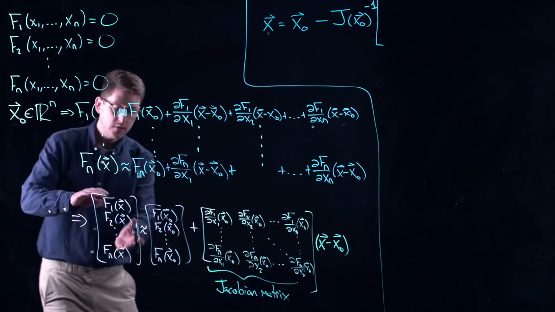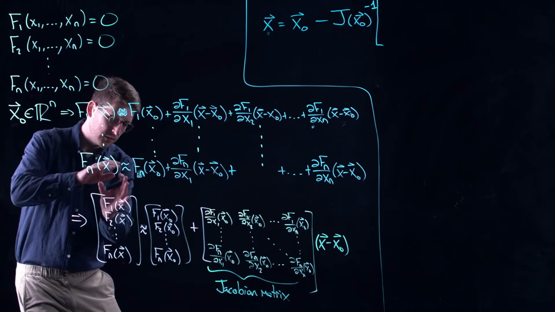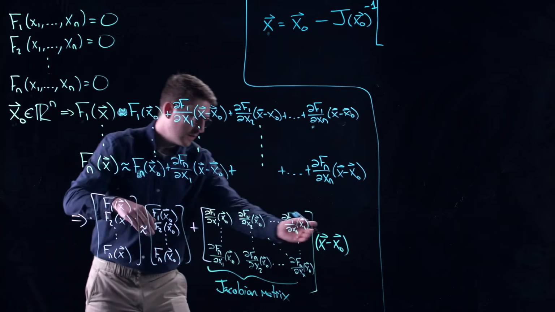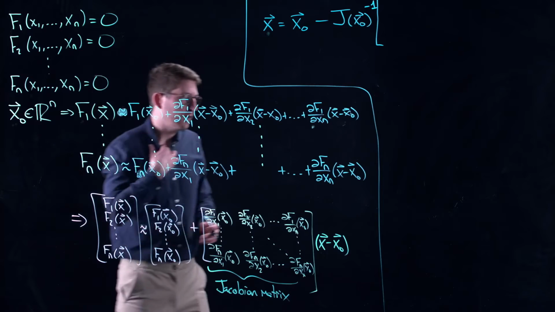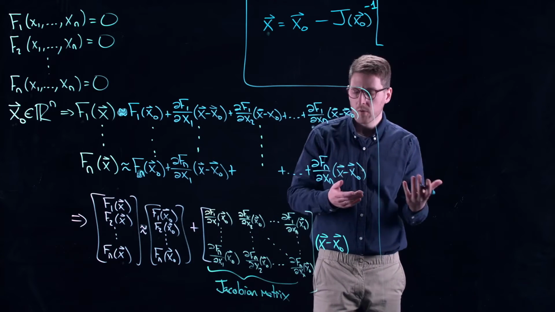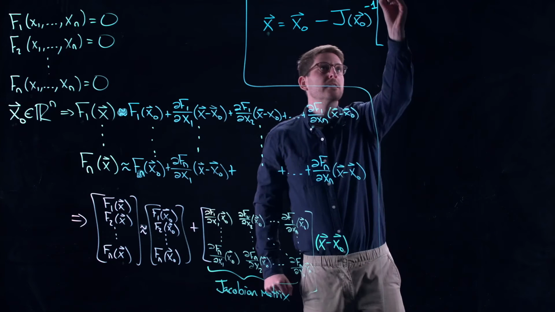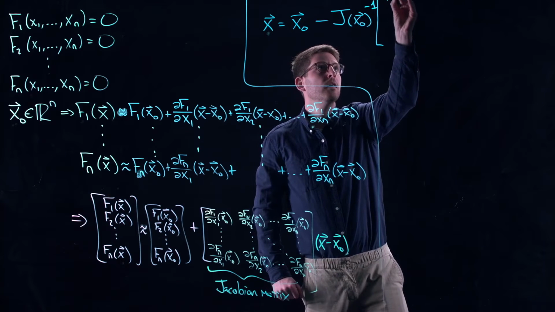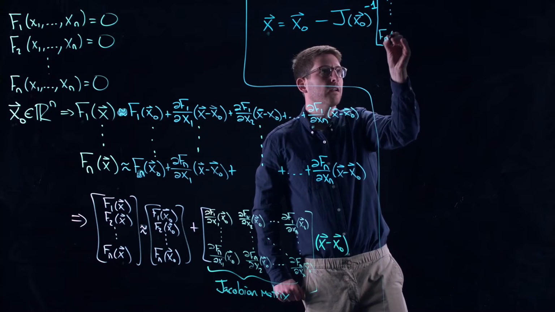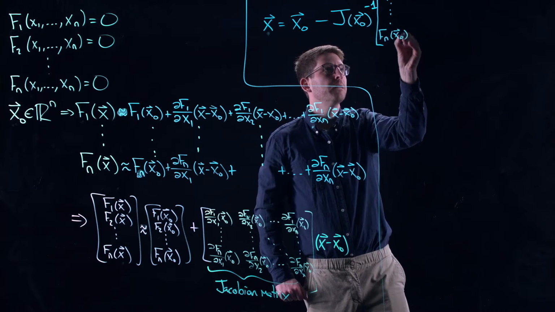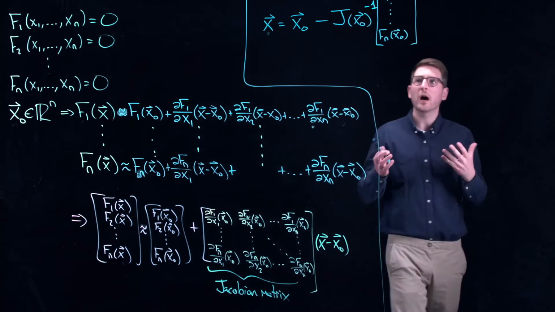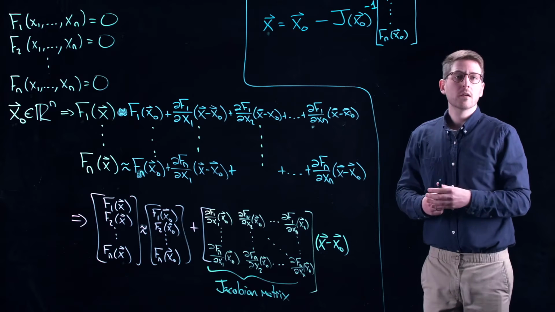So again, I want to solve this piece equal to 0. So I set all of this to 0. I pull this over. I invert this. And I pull the x naught over to the left-hand side or the right-hand side, whichever way you want to arrange this. But in this case, I get f1 of x naught all the way down to fn of x naught.